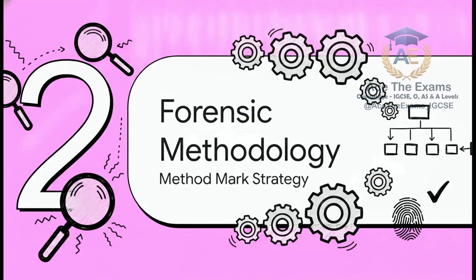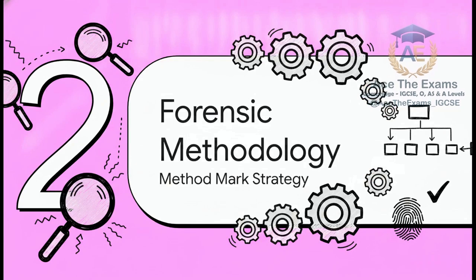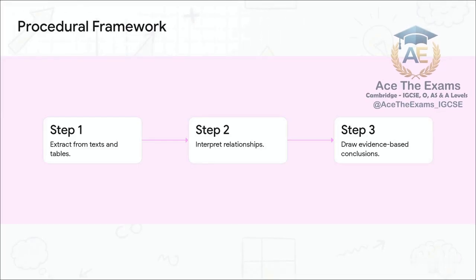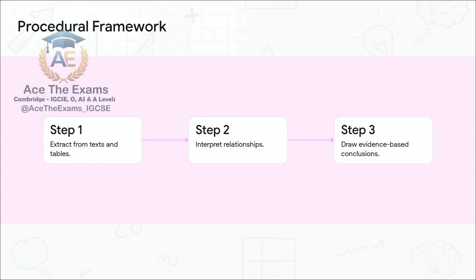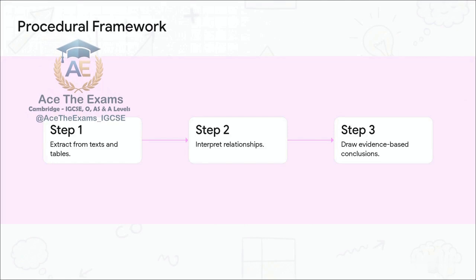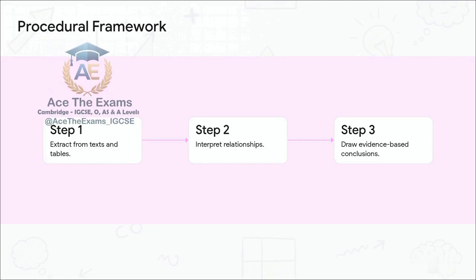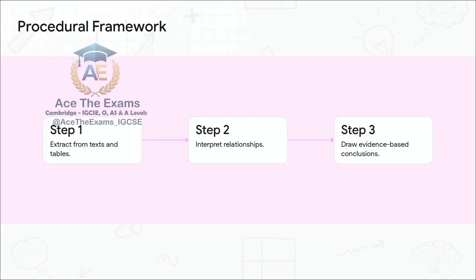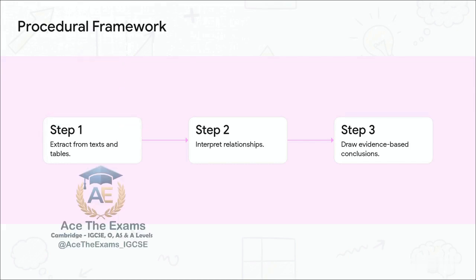Section 2. Forensic methodology. The method mark strategy. Let's step into the exact procedural framework you need to process complex differentiation problems without contaminating the scene. Listen closely. Examiners don't just care about catching the culprit, which is your final numerical answer. They care deeply about your verifiable paper trail.